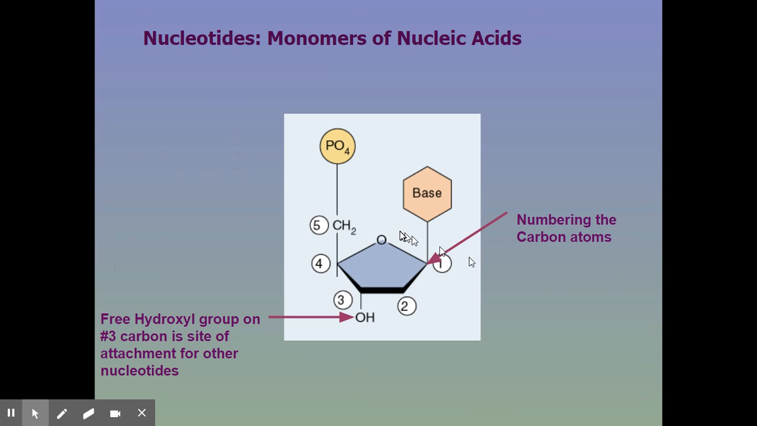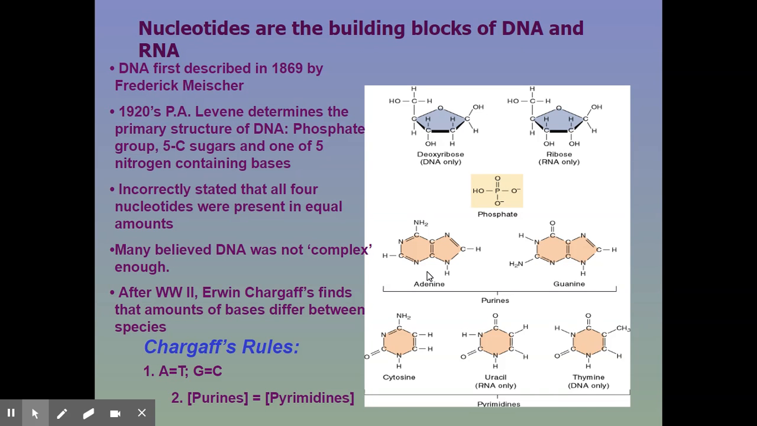Now, let me go back. As you can see, when Levene first determined the primary structure of DNA, he incorrectly stated that all 4 nucleotides were in equal proportions. And again, this led to the idea that DNA was simply not complex enough to be the molecule of heredity.